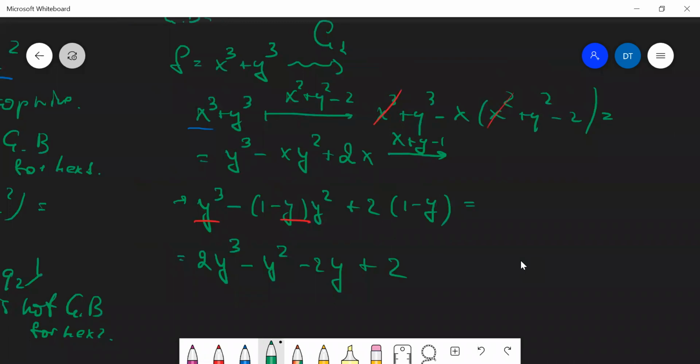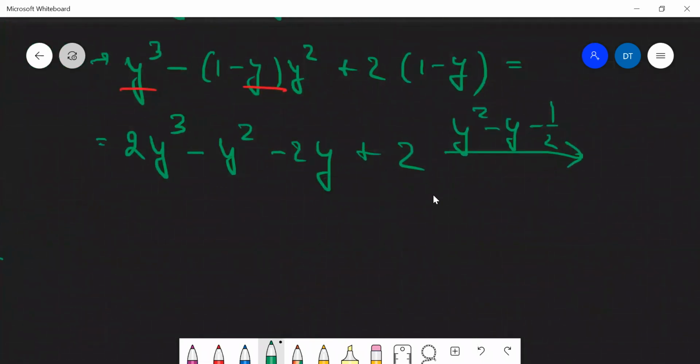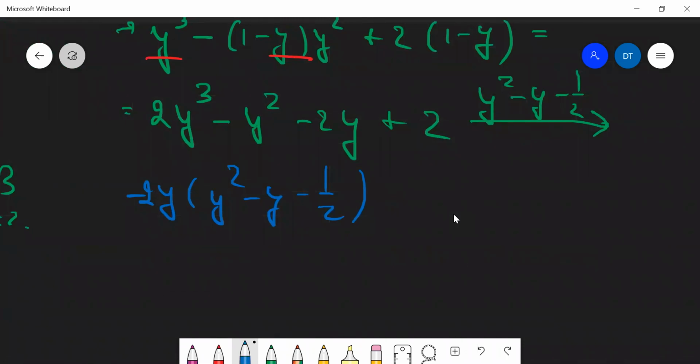So now we have a third term. We need to reduce with respect to y squared minus y minus 1 over 2. This process is just a division algorithm, the usual Euclidean division algorithm. So you should subtract y times (y squared minus y minus 1 over 2) from this. I just repeat this polynomial here and subtract this expression. Then we will cancel the leading term.